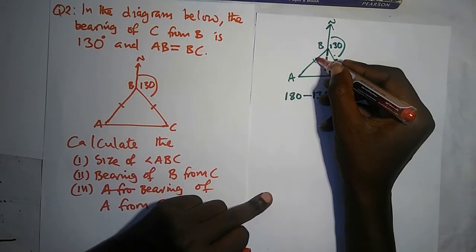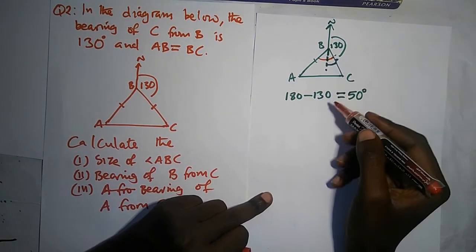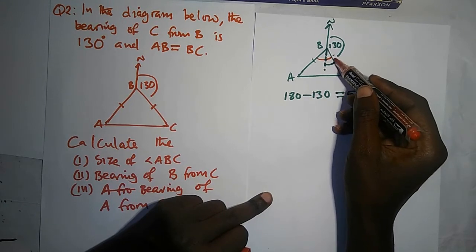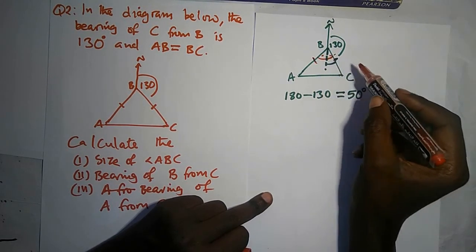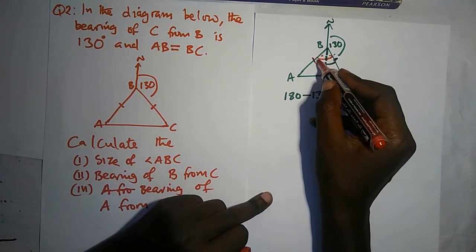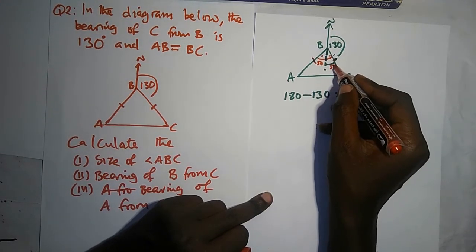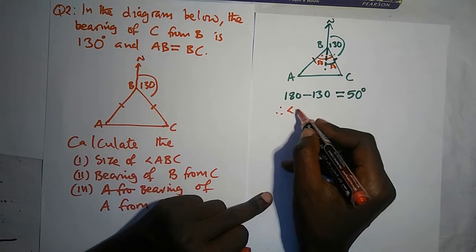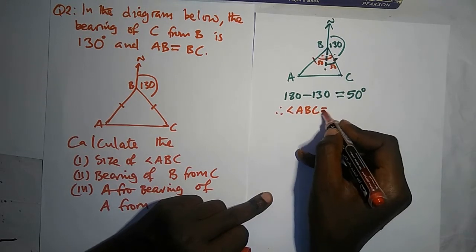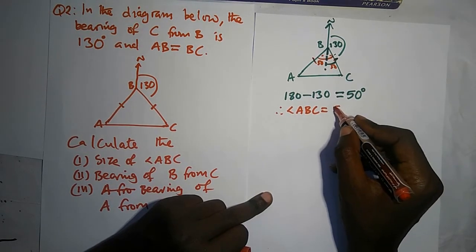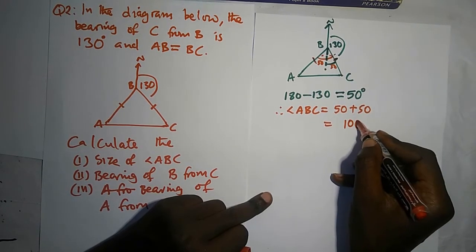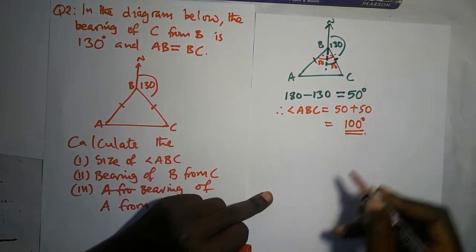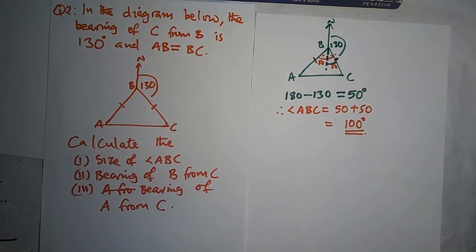And so for us to find the whole angle ABC, which is from here up to there, we are going to notice one thing. If these two sides are equal, then it means even these two angles inside are equal. So we are going to have 50 here, just like we had 50 here. So therefore, angle ABC will be equal to 50 plus 50, which is equal to 100 degrees. And so this is our answer for the first question.